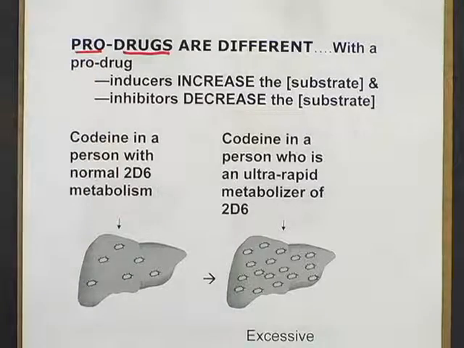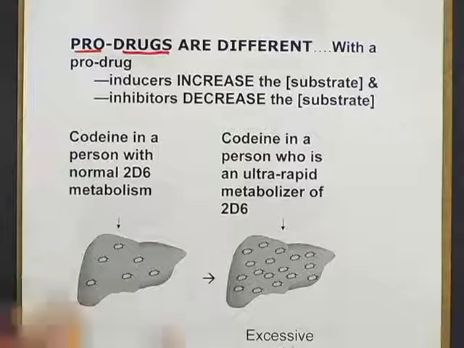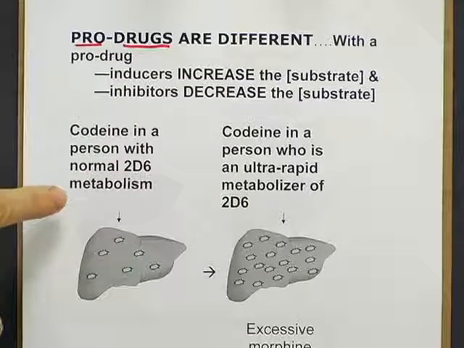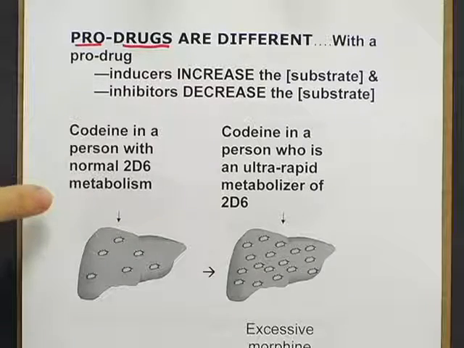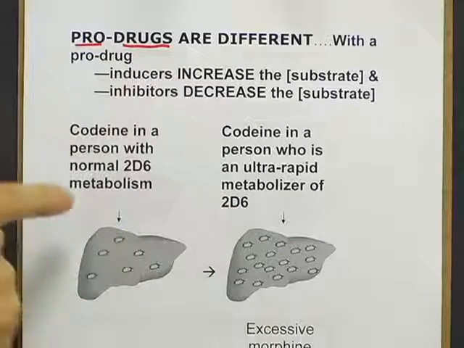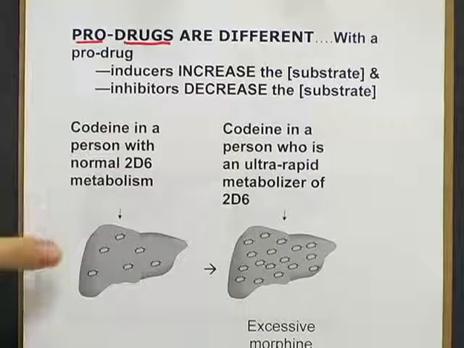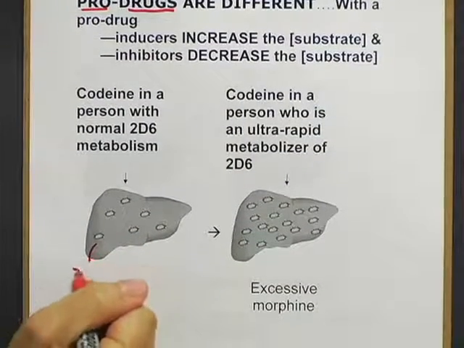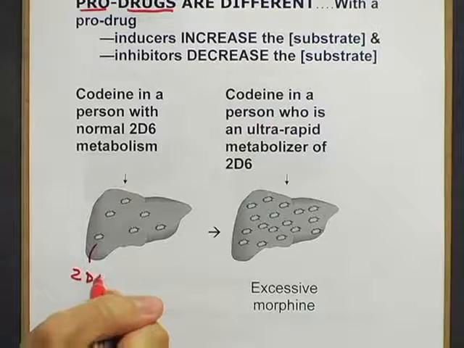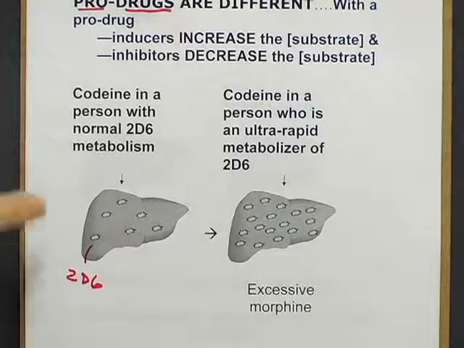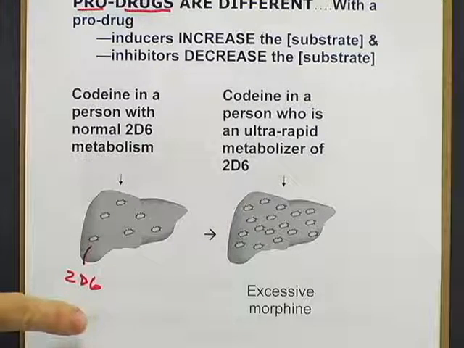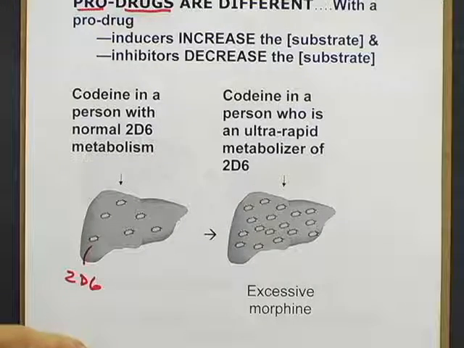Let's look at an example here. I'm not going to use a prodrug, but something similar. Let's look at codeine. Codeine is metabolized in part to morphine. Part of it becomes morphine, and it's converted to morphine by the 2D6 enzyme. These little enzymes are cytochrome P450 2D6. And here's a person with a normal amount of 2D6, and they convert some percentage of codeine to morphine.